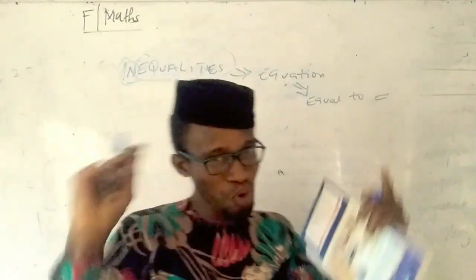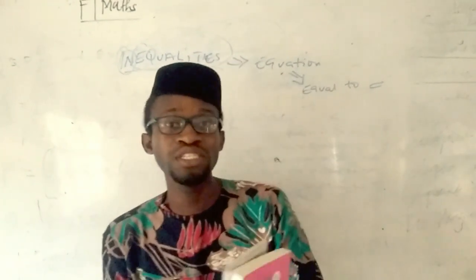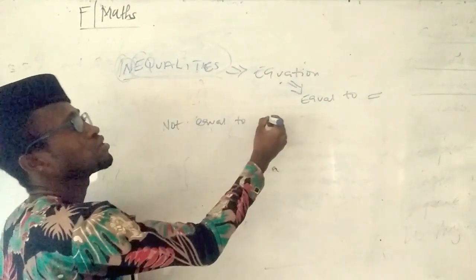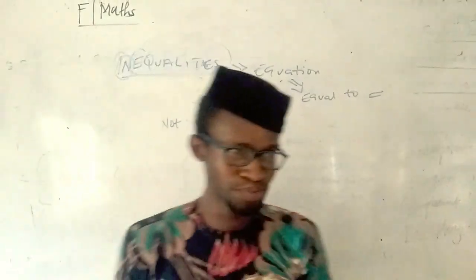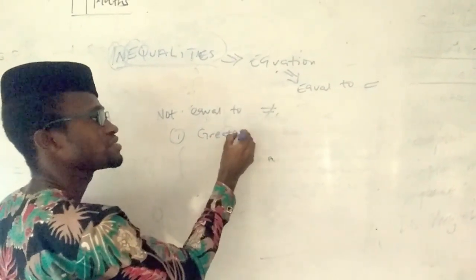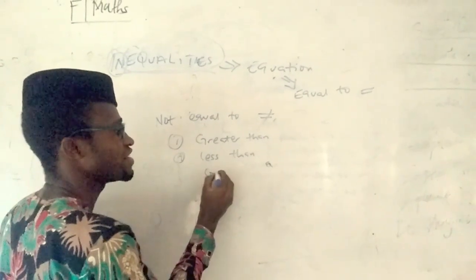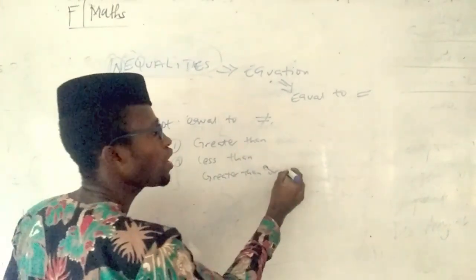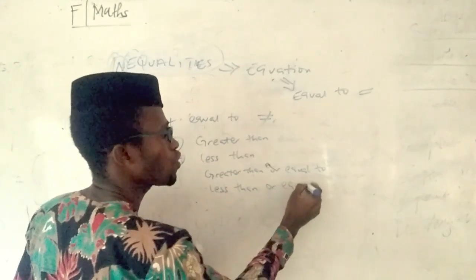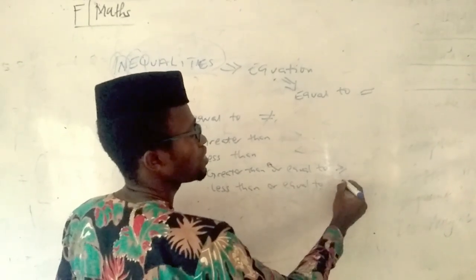Now, inequalities, what does it mean? Inequalities is the opposite of equation. So equation means equal to, inequalities means not equal to. When we say inequalities, we're talking about not equal to. Under not equal to, we have four expressions. The first one is the greater than. The next one is the less than. The next one is greater than or equal to. Then the last one is less than or equal to. Now, what are the signs? We have the greater than, the less than, the greater than or equal to, and the less than or equal to.